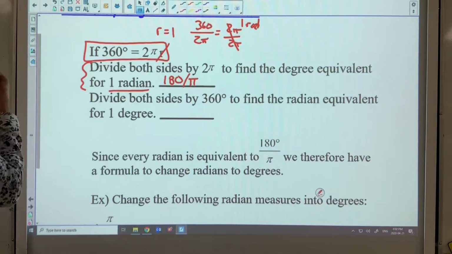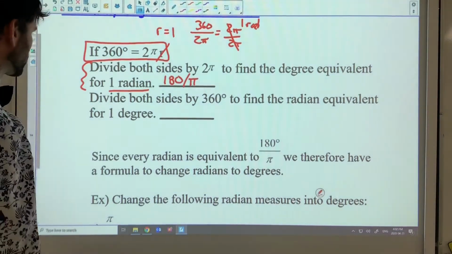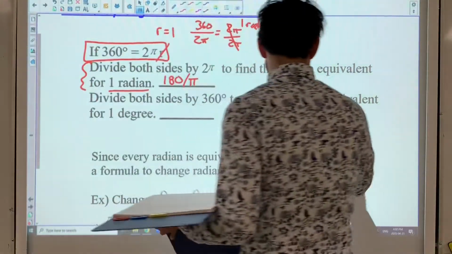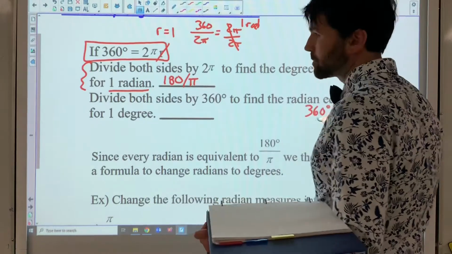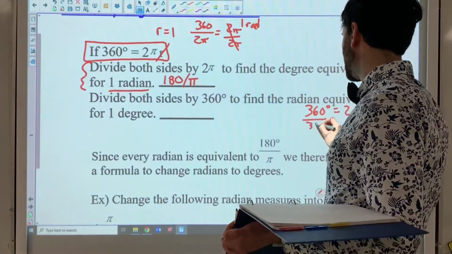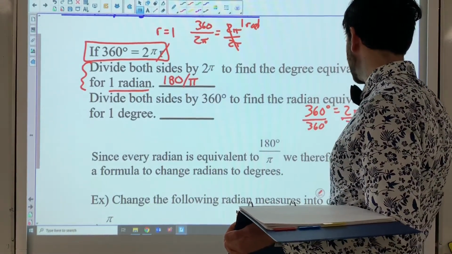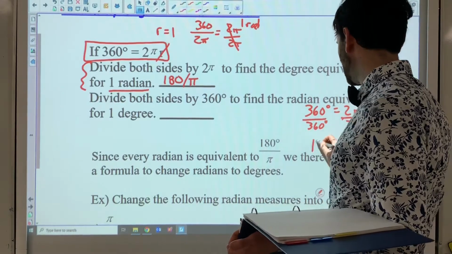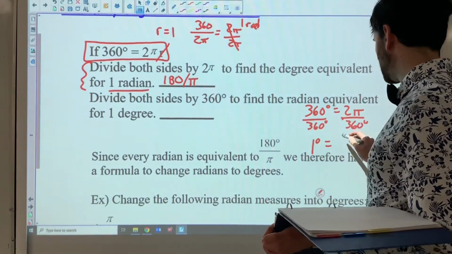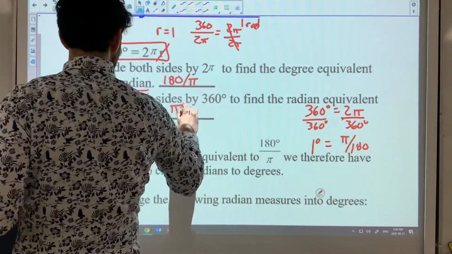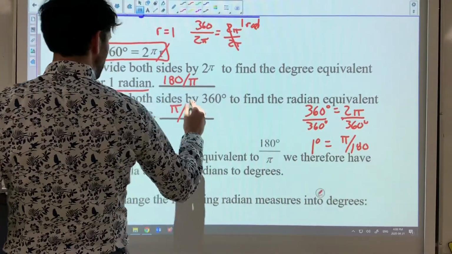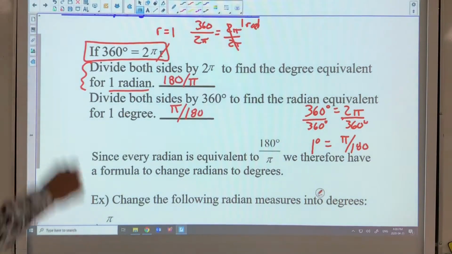Divide both sides by 360 to find the radian equivalent for 1 degree. So again, you're starting here at 360 degrees equals 2 pi, but this time divide both sides by 360 degrees. So you'll get 1 degree equals, again, divide them both by 2 and you get pi over 180. So now we have a conversion to go from one way to the other way.